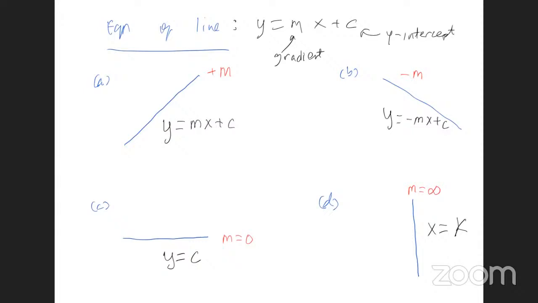Okay. So once you see a line, you should be able to have an idea of what the equation might look like, right? It's also important that you could identify a line by its gradient, right?